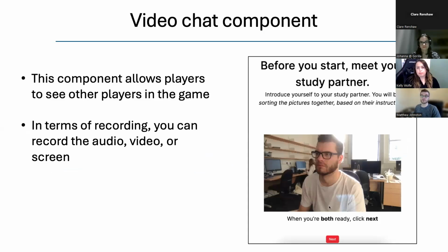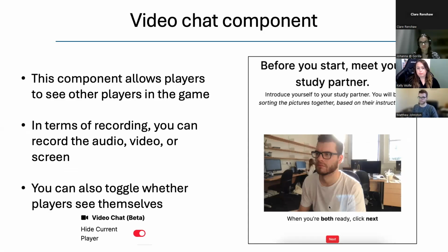And Gorilla allows you to record both the video of what's being shown, but also you can record the audio during the video, or you can record the entire screen, which is actually what we're doing in our task. So you can see the click movements that the participant does, and you can see the video chat component. You can also toggle whether players see themselves or see the other participant. So for our task, we only want participants to see the other person, but you might have a task, for example, where they want to see both themselves and the other person.